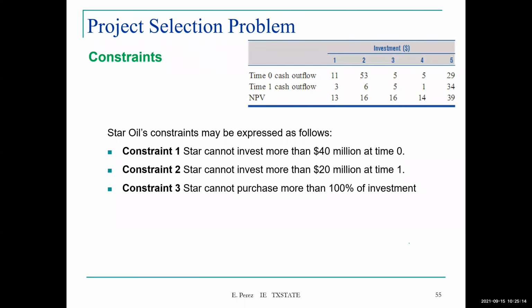The constraints may be expressed as follows. Constraint 1: the company cannot invest more than 40 million at time 0. Constraint 2: the company cannot invest more than 20 million at time 1. Constraint 3 is the company cannot purchase more than 100% of an investment. So it's just limited to 100%.